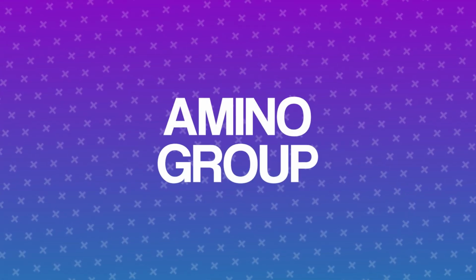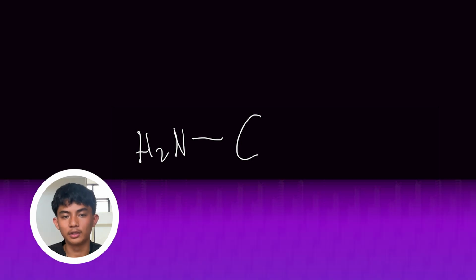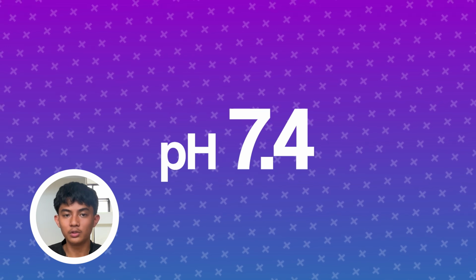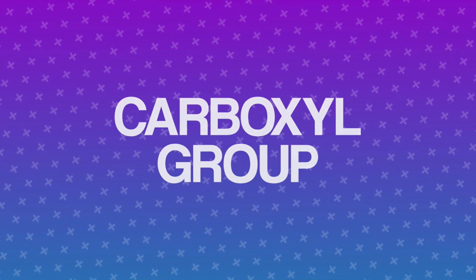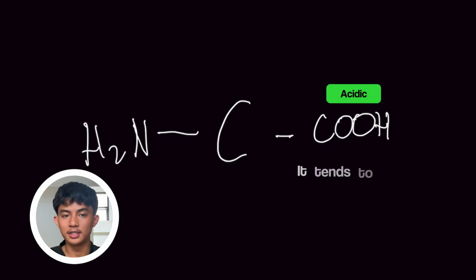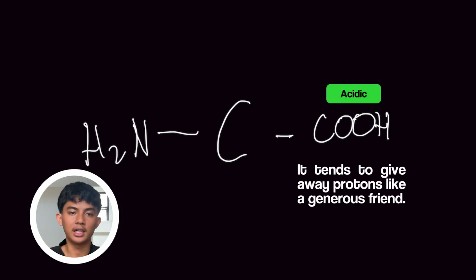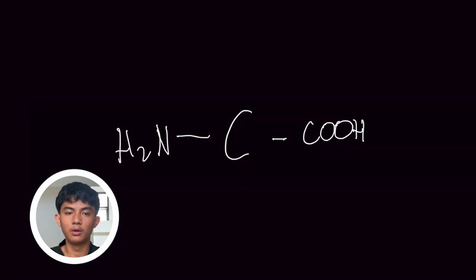Next, we have the amino group, written as NH2. This is a basic functional group, meaning it can grab onto an extra proton when needed. In the body's normal pH around 7.4, it usually grabs a proton and becomes NH3+. You can think of it as the proton hugger of the group. On the other side, we have the carboxyl group, or the COOH. This one is acidic, meaning it tends to give away protons like a generous friend. At a physiological pH, it loses a proton and turns into COO-. So, one side accepts protons, the amino, and the other donates them, the carboxyl. They balance each other out.